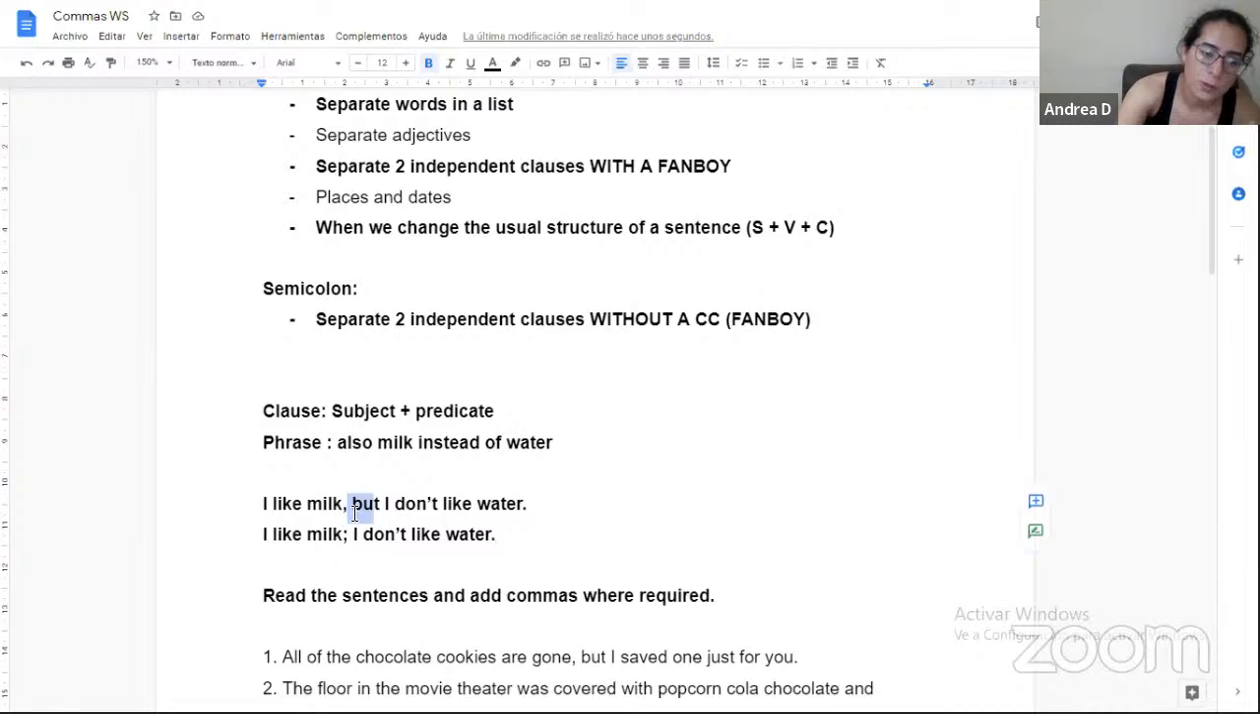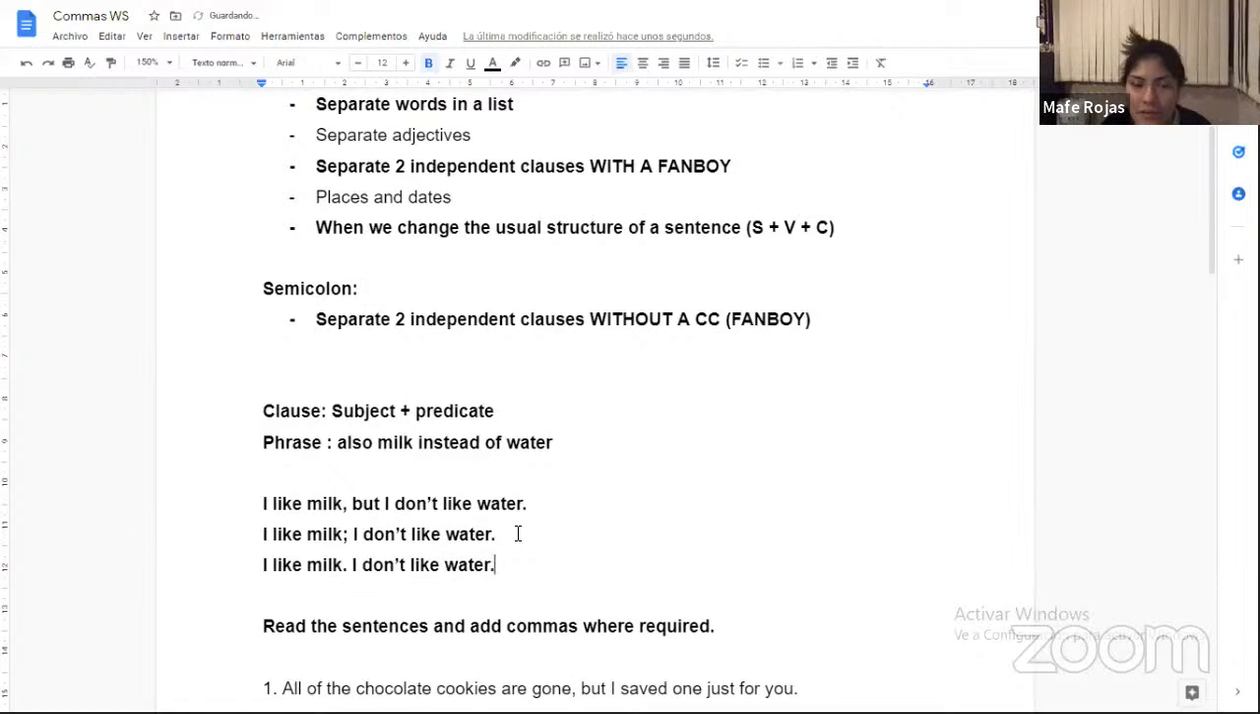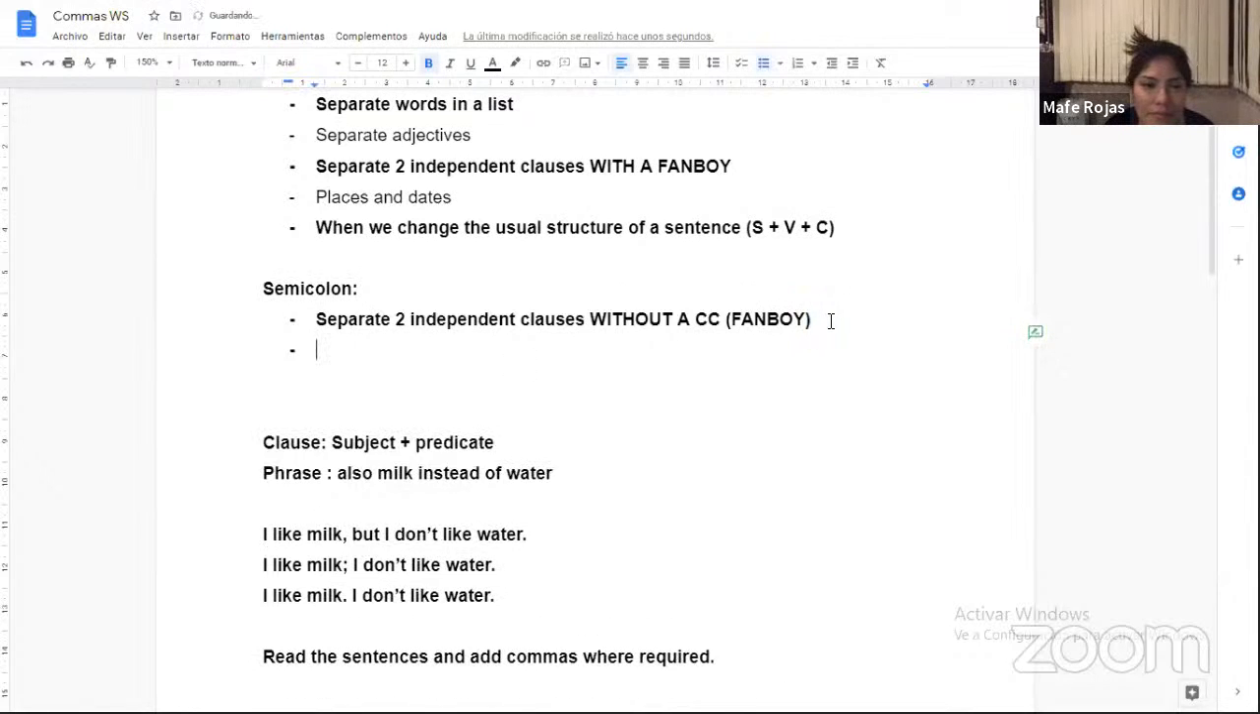So if you are using a coordinating conjunction, a FANBOYS, one of these, we can use a semicolon. Or you could also use a period, right? I like milk. I don't like... So yeah, obviously the difference between a semicolon and a period is that the period is a longer pause. So it's probably not related. And what else? I mean, what's another use of semicolons?